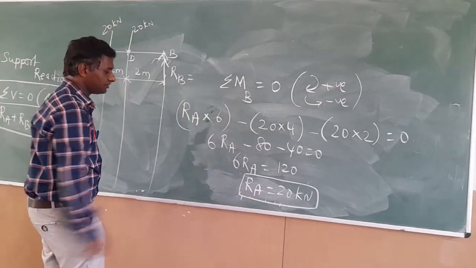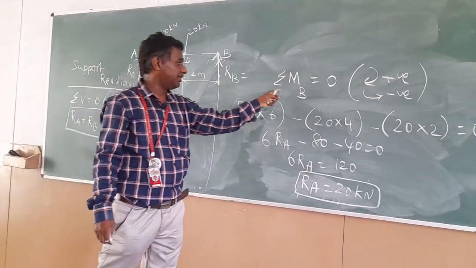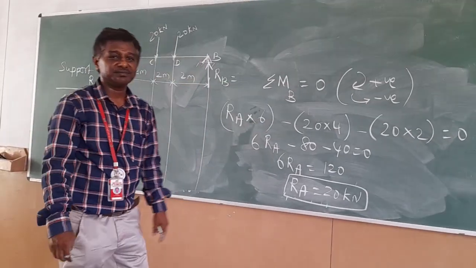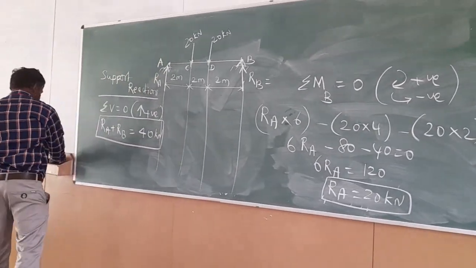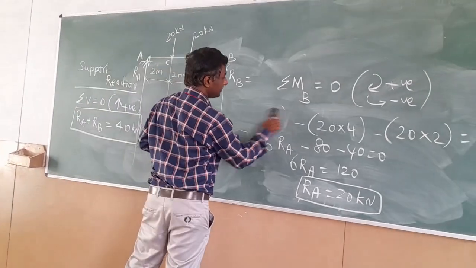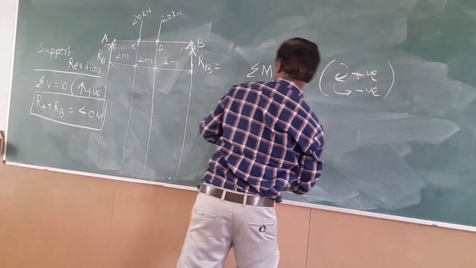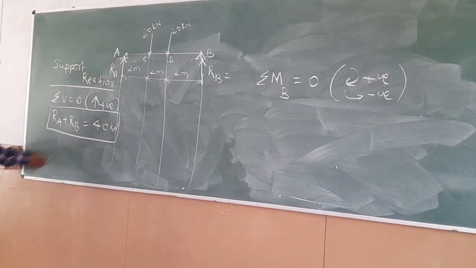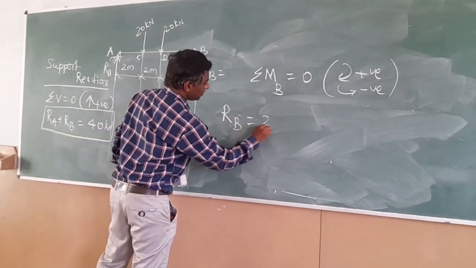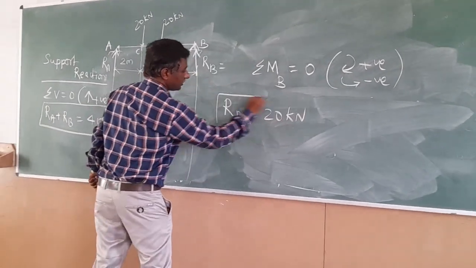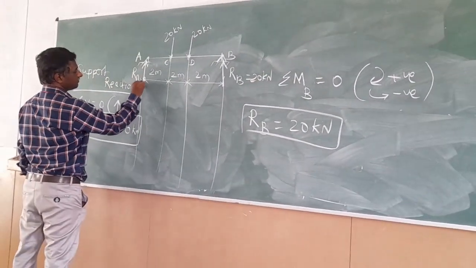Okay, RA equal to 20 kilonewton. If I take the support at this point, sigma MA equal to 0, I will get RB equal to 20 kilonewton. Let's check whether we are getting the same 20 kilonewton for RB or not. RA plus RB is equal to 40 kilonewton, then RB equal to 20 kilonewton. So I write here 20 kilonewton for RB, and RA equal to 20 kilonewton.